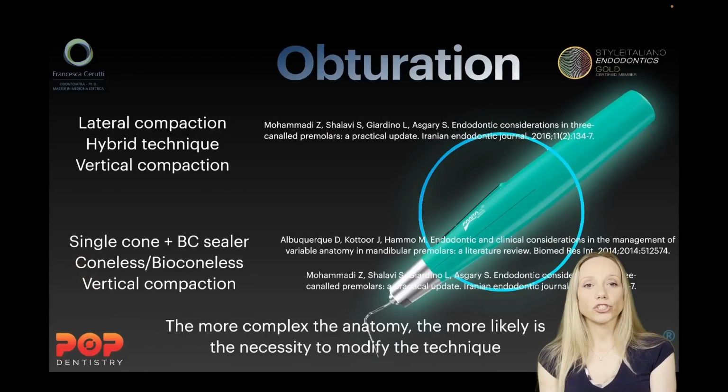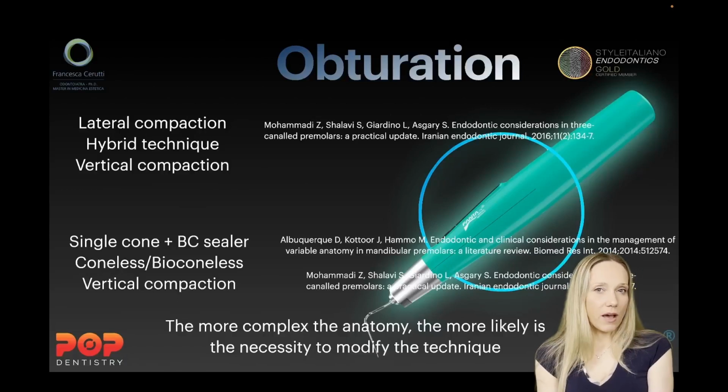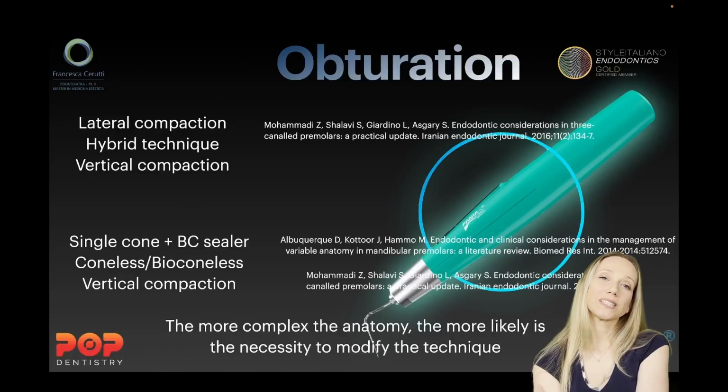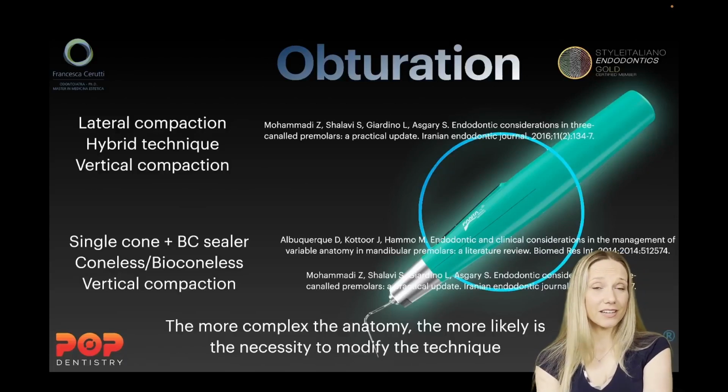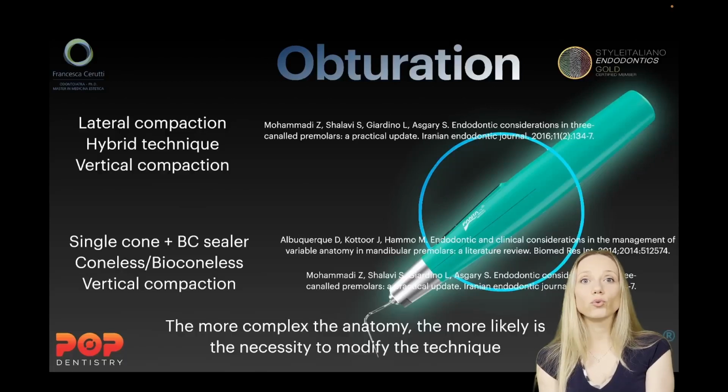And then the obturation. As we said before, the literature suggests in complex cases the lateral compaction, the Hebrew technique, the vertical compaction. What I suggest and what some other articles support is to use a single cone plus bioceramic sealer in extremely complex root anatomies where you do not want or you do not have the room to fit your heat carrier up to 4 millimeters from the working length, for example, or the roots are thin and you do not want to push with your pluggers.